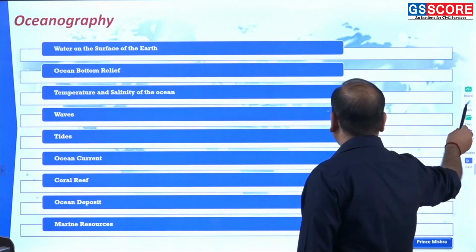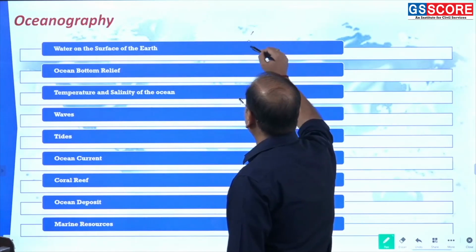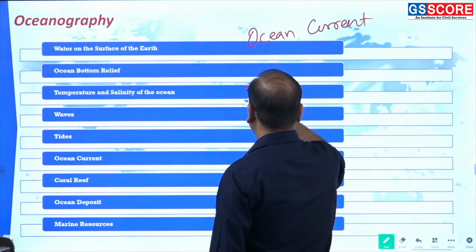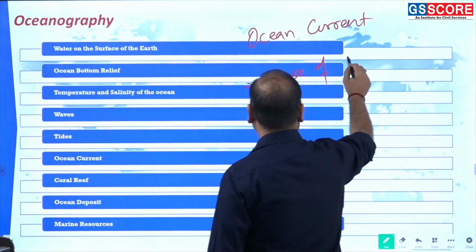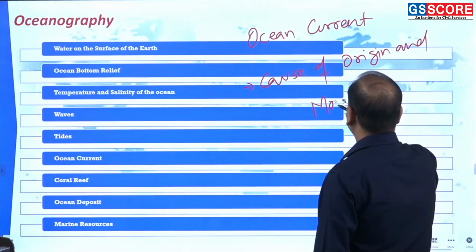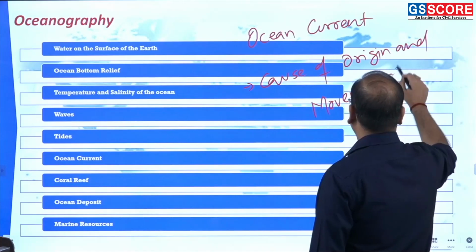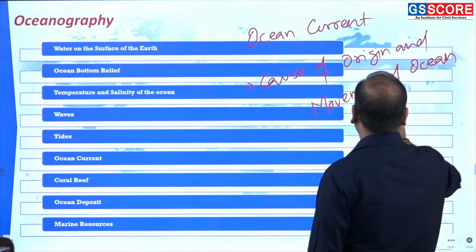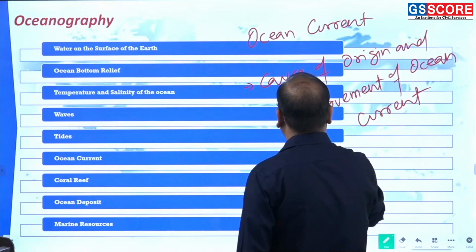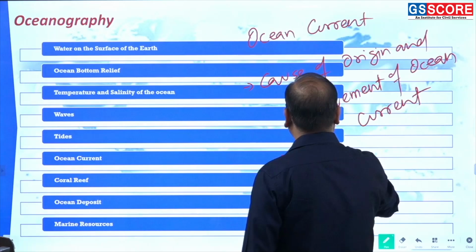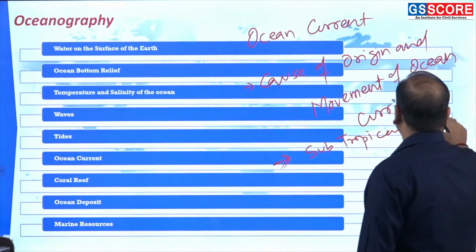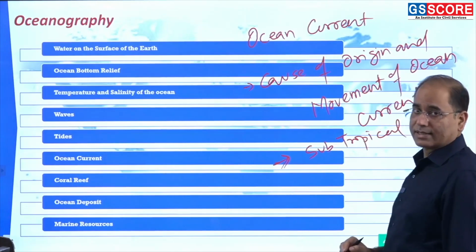Then comes in this category of movement the most important movement, that is the ocean current. Cause of, origin and movement of ocean currents. What is the subtropical circulation, which is also known as gyre?